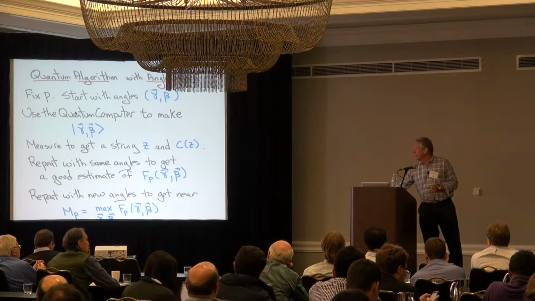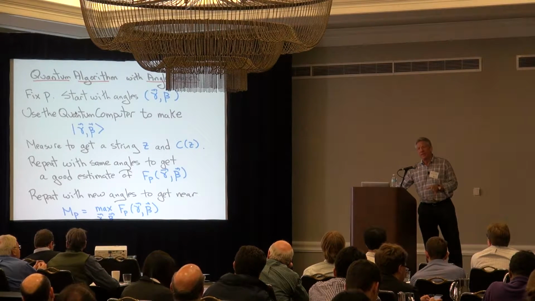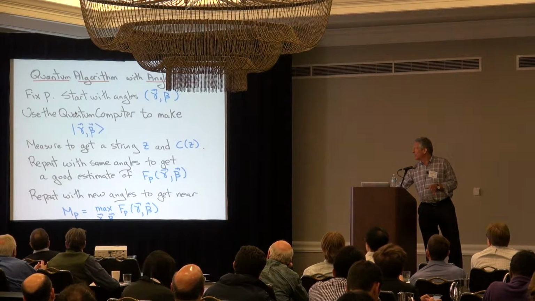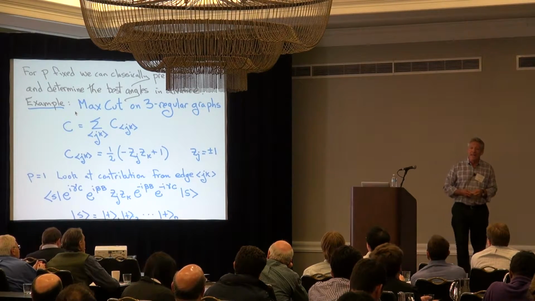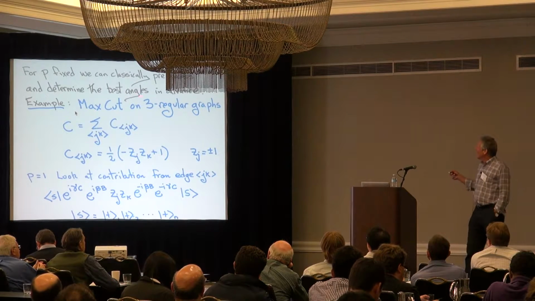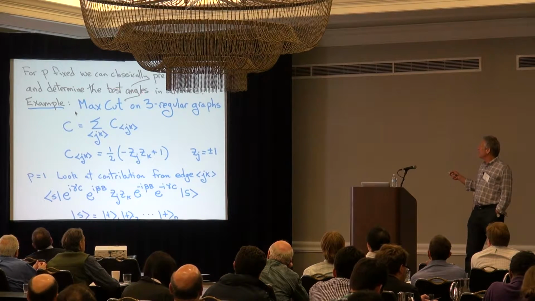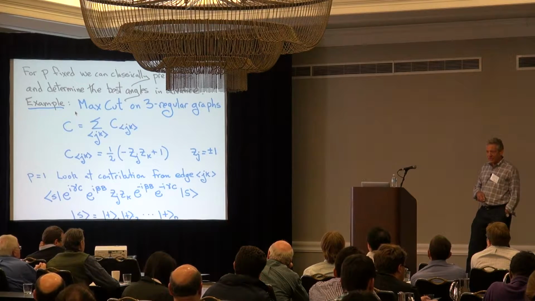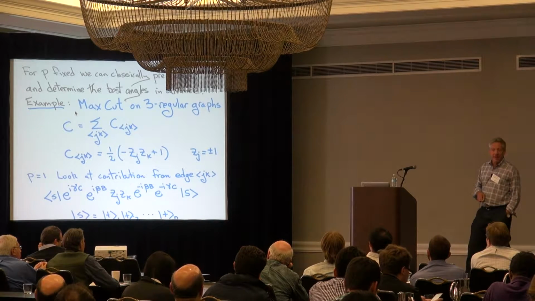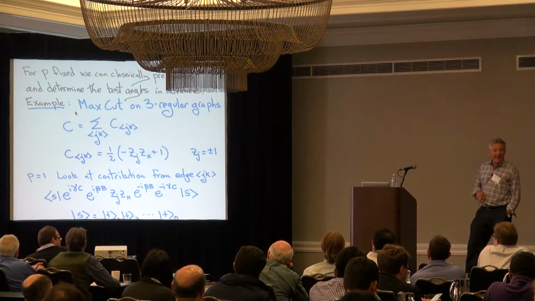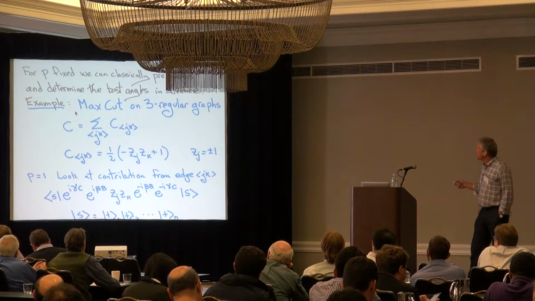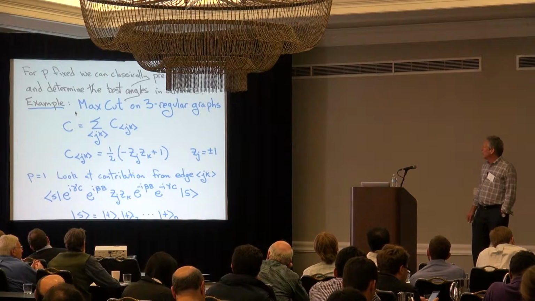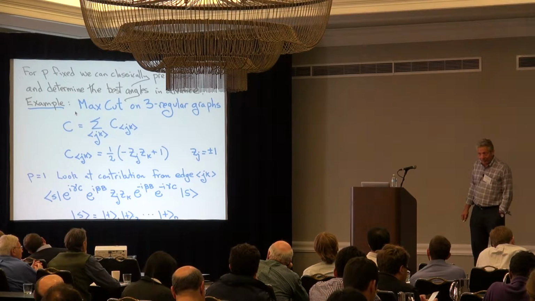So that's one version of the algorithm where you just search over the angles. But there's another way you can do it, which is, if p is fixed, we can classically pre-process and determine the best angles in advance. So let me show you how we do that, how you could classically pre-process and determine the best angles in advance. And I'm going to do this with an example.